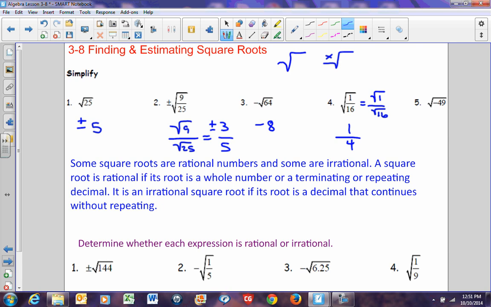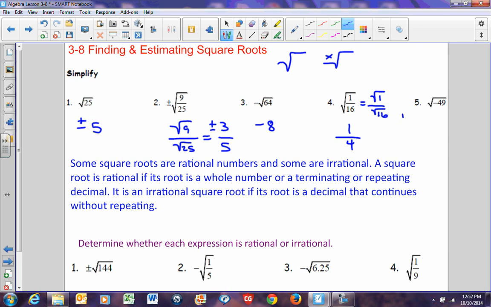Last but not least, we look at the square root of negative 49. There are no two numbers that are exactly identical that I can multiply together to give me negative 49. If I multiply two negative numbers together, I get a positive 49. If I multiply two positive numbers together, I get a positive 49. The only way to get a negative 49 is to have one number that's positive and one that's negative, but that doesn't work for a square root because the numbers must be identical. Therefore, for the real number system, this is undefined.